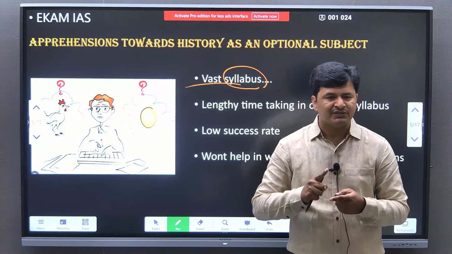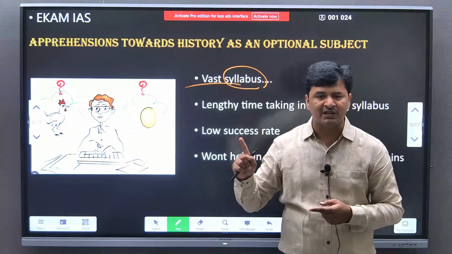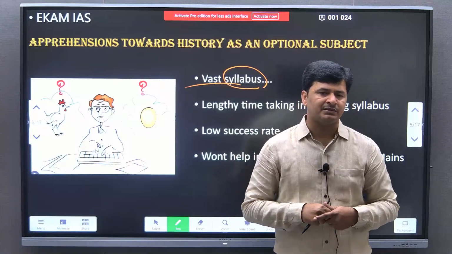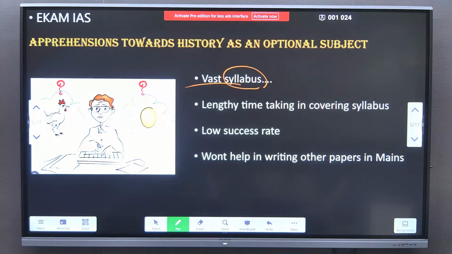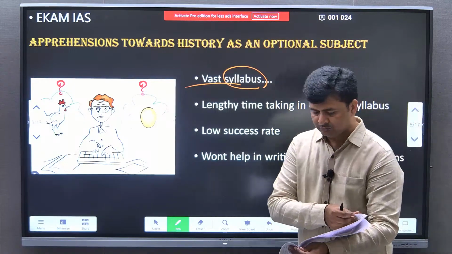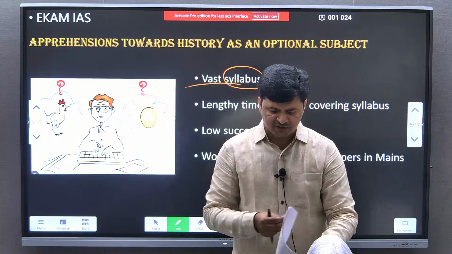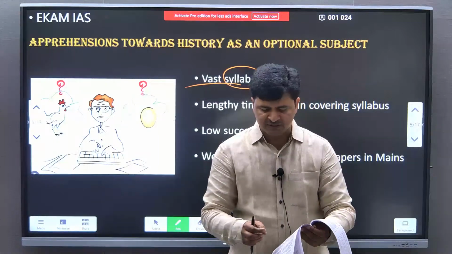I repeat, history optional subject, the syllabus of the optional subject was not vast, it was made as a vast. For example, to make you understand, take an example of the syllabus. Sir, look at the syllabus. I deliberately provided the syllabus including general studies, prelims cum mains, and optional history syllabus.